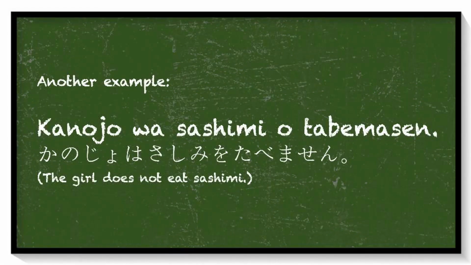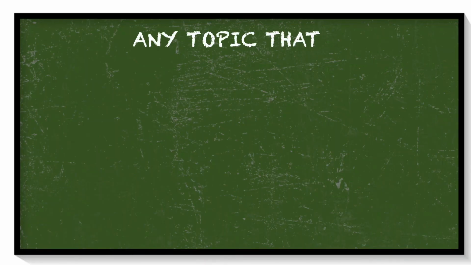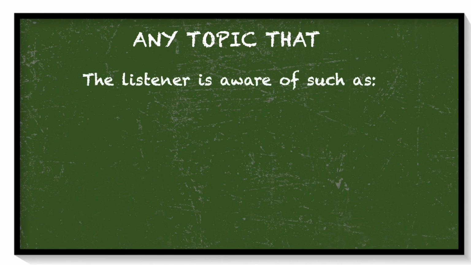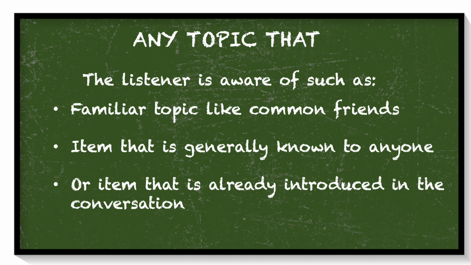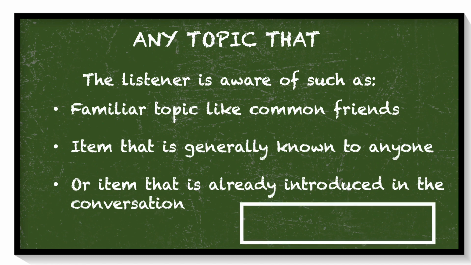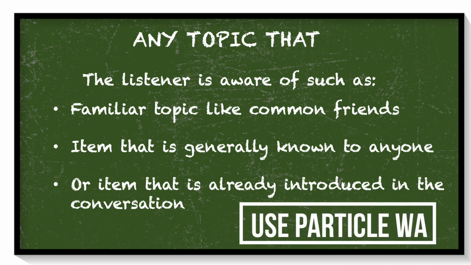Another example, 彼女は刺身を食べません。 This means that both the listener and the speaker know who they are talking about. If you want to bring up any topic in which the listener knows which one you are talking about, like a familiar item, such as common friends, an item that is generally known to anyone, and an item that is already introduced in the conversation, you use particle wa.